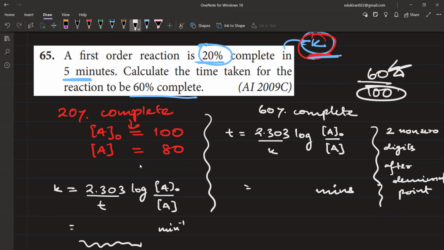So the answer that you will be getting here is 0.046. Okay, 0.046 or 0.044, something like that. So plus or minus 0.002 you can see here. And the answer for time you will be getting here is somewhere around 20. Okay, 20 minutes approximately should be your answer.